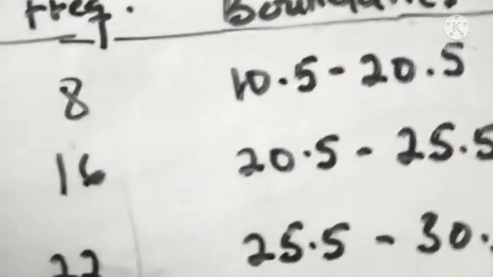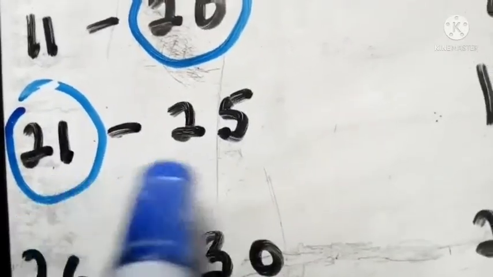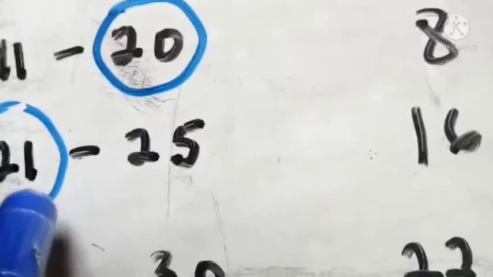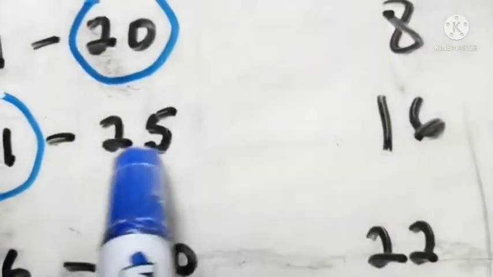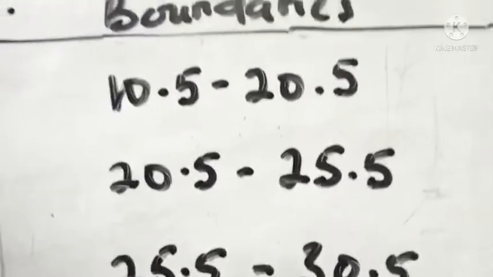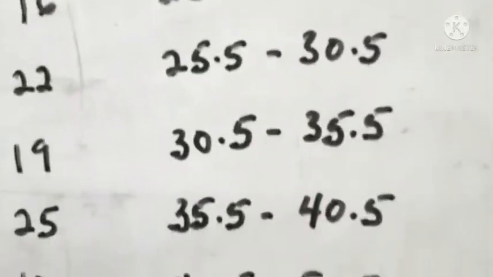So when you do that, you can see that from here we are having 21 to 25, and then when you take 0.5 from 21, you are going to get 20.5, and then you add that 0.5 to the 25 here. That will give you 25.5. Is that okay? So this is how you find a class boundary for all.